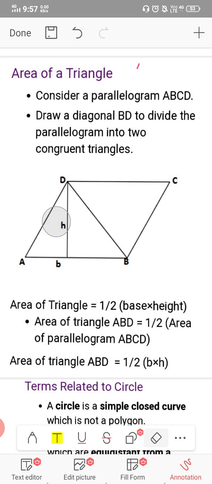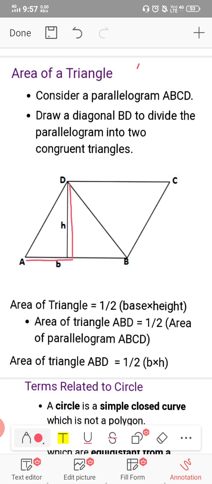Now here we have the height of the triangle and the base of the triangle. So the area of the triangle is half of base into height. Okay.